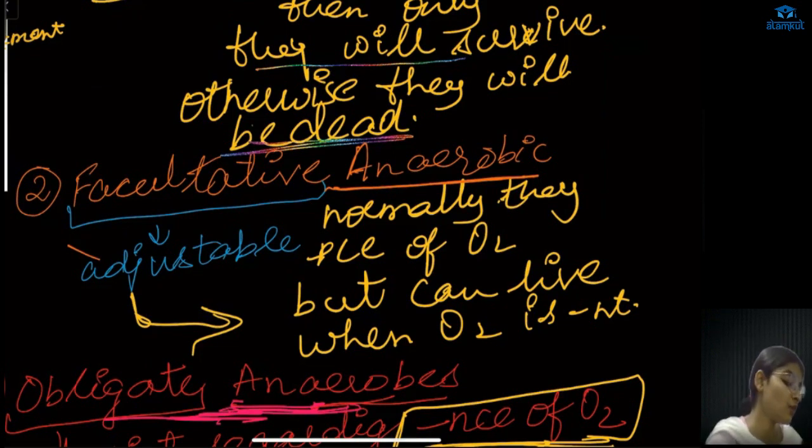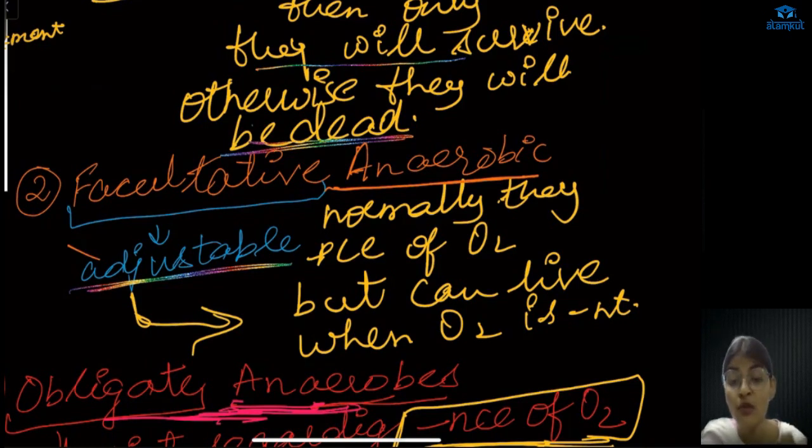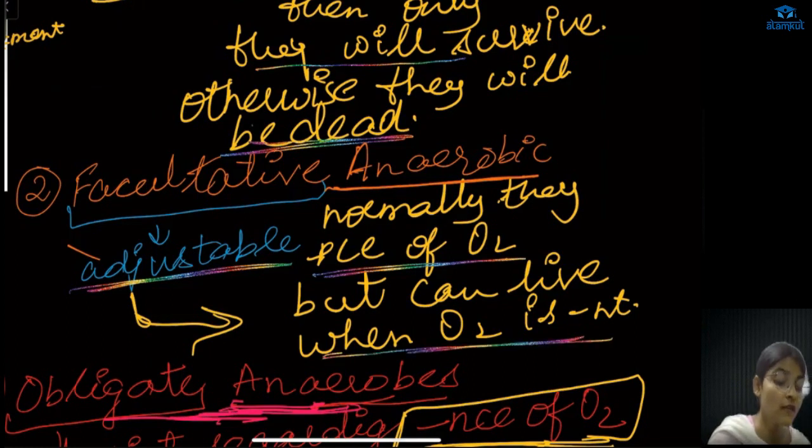Then facultative anaerobic में क्या है? Facultative means adjustable. Facultative means what? They are able to adjust themselves in an environment which does not have oxygen. Okay, normally they require the presence of oxygen but can live when oxygen is absent.